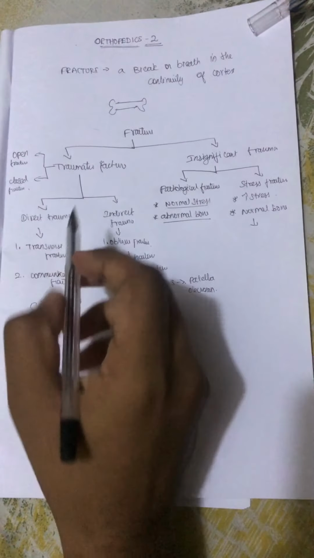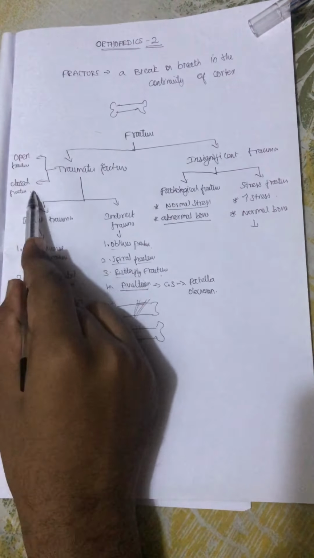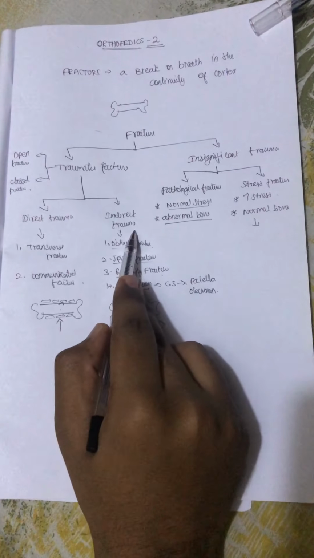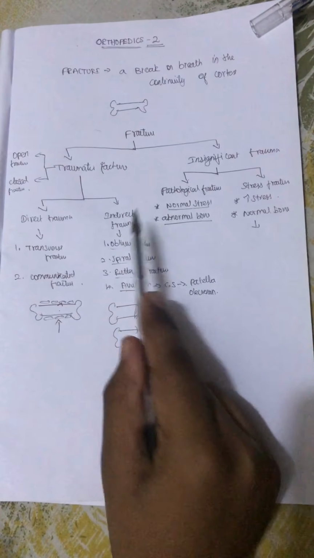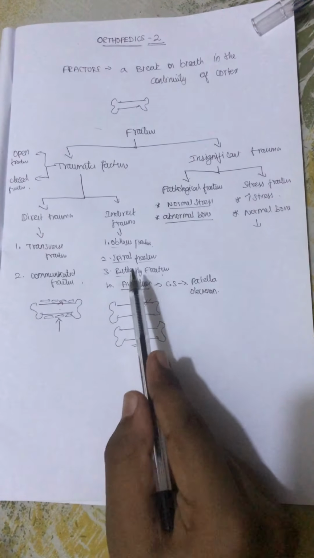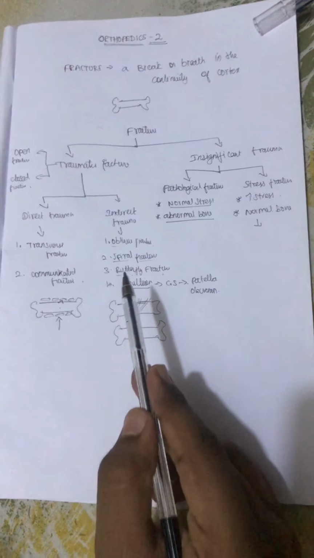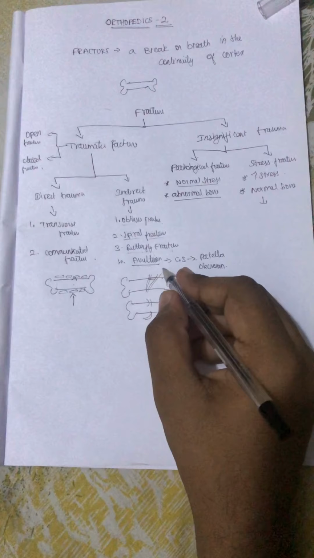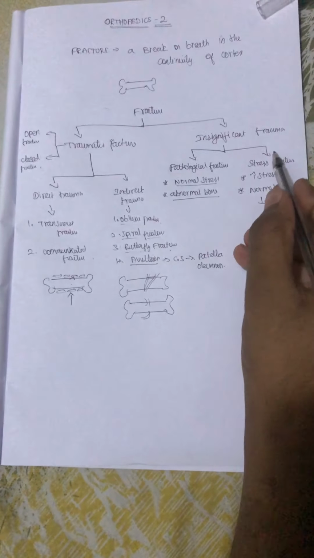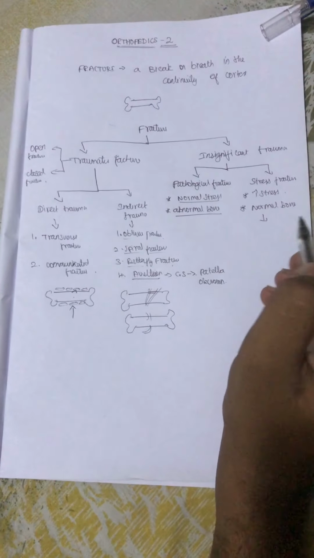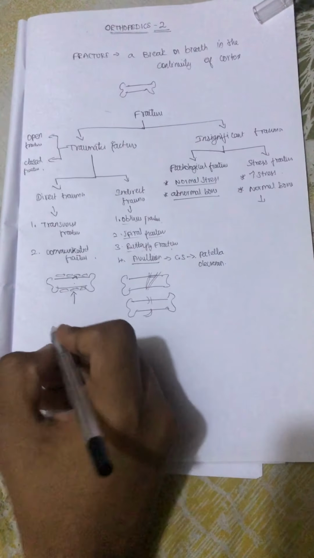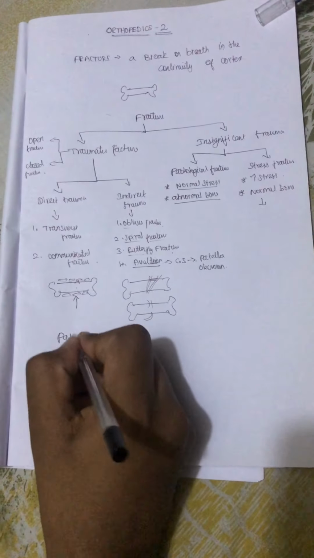Okay, so traumatic fracture, open and closed fracture, direct trauma, indirect trauma, transverse fracture, comminuted fracture, oblique fracture, spiral fracture, butterfly fracture, avulsion fracture. Let's move on to insignificant trauma. As I said before, in insignificant trauma, we are going to see pathological fracture and stress fracture. First, we'll see pathological fracture completely.